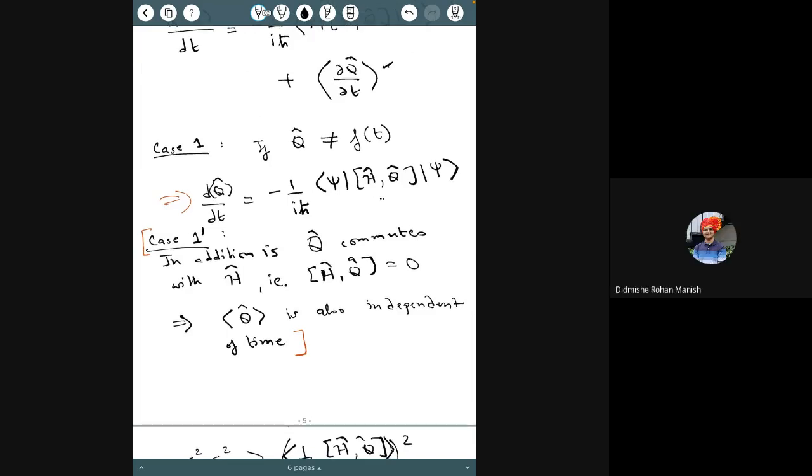Ma'am, this case is not clear. You said that this is the case when H commutes with Q, right? No, I'm just dealing with a situation where Q is not a function of time, but I have not said anything about the commutator of H and Q. This was just a side note that if Q commutes with H, then automatically the expectation value of Q is also independent of time. So the case is that del Q by del t, the operator, is 0, and other things may or may not be. Other things I'm not saying anything about.